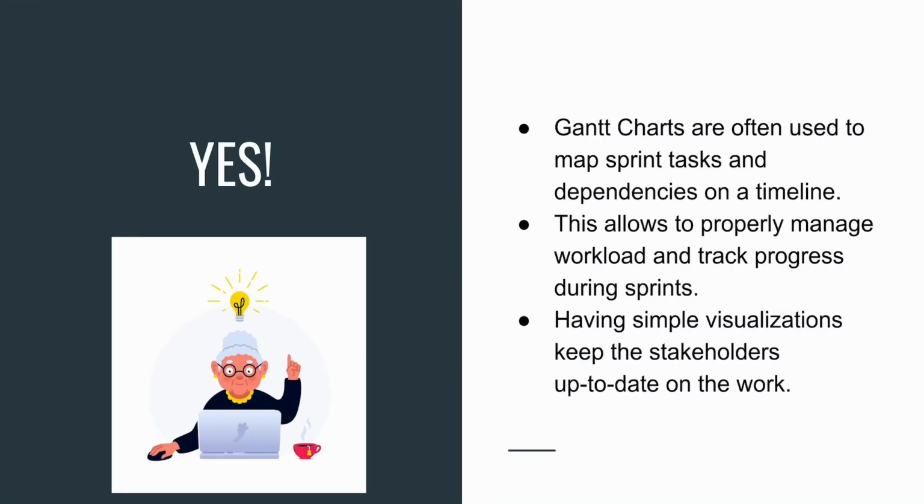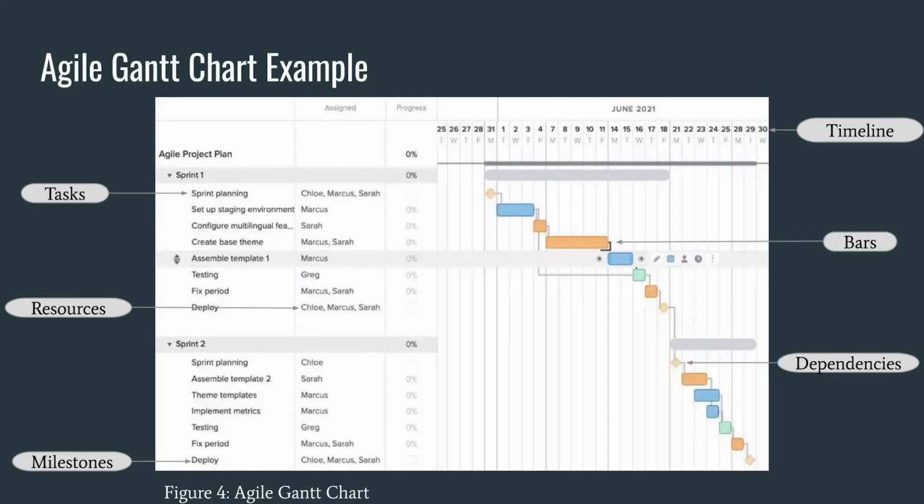The answer is yes. Gantt charts can be used for agile development, specifically during sprints. During sprints in agile, Gantt charts can serve to map sprint tasks and their dependencies, providing a visual representation of the timeline for efficient workload management and progress tracking. By utilizing Gantt charts, teams can easily communicate sprint progress to stakeholders through simple visualization, ensuring transparency and alignment with the project objectives. Here is a figure that displays how Gantt charts are used for the sprints.